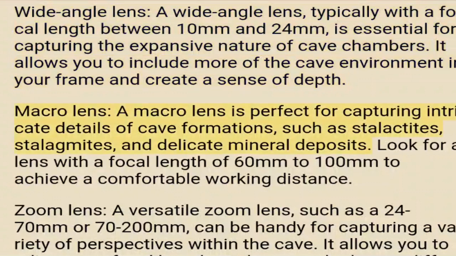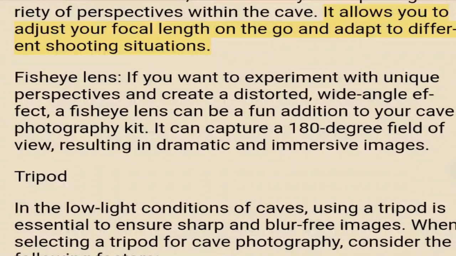Macro lens. A macro lens is perfect for capturing intricate details of cave formations, such as stalactites, stalagmites, and delicate mineral deposits. Look for a lens with a focal length of 60 mm to 100 mm to achieve a comfortable working distance. Zoom lens. A versatile zoom lens, such as a 24 to 70 mm or 70 to 200 mm, can be handy for capturing a variety of perspectives within the cave. It allows you to adjust your focal length on the go and adapt to different shooting situations.